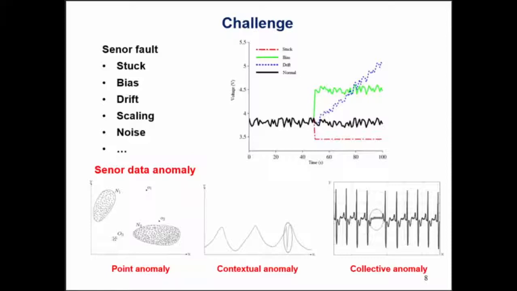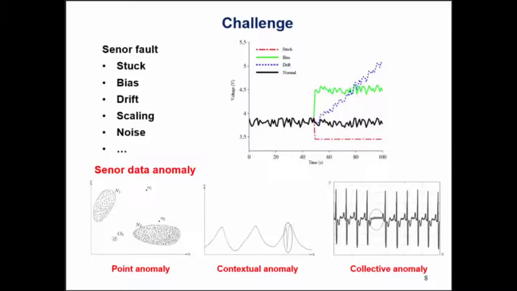In general, the sensor data has three kinds of anomaly, which are point anomaly, contextual anomaly, and collective anomaly. In this picture, you can see that O1, O2, O3, the data in these 3 zones are different from the most data in N1 and N2 zones. So we can call them a point anomaly.